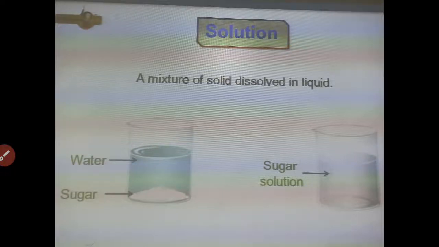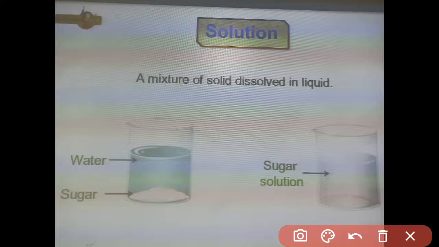Good morning everyone. So this is the last class of chapter 5, separation of substances, and today we are going to study about solutions.